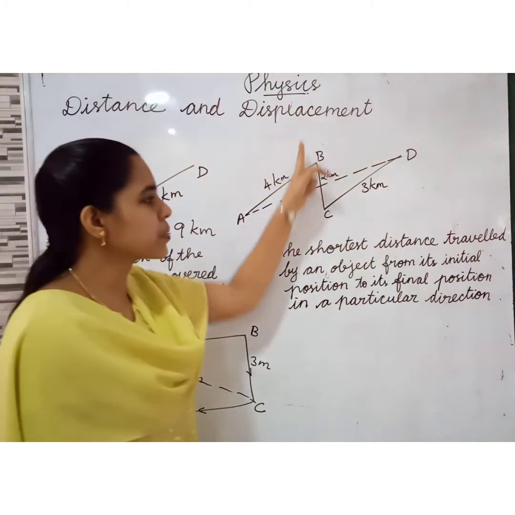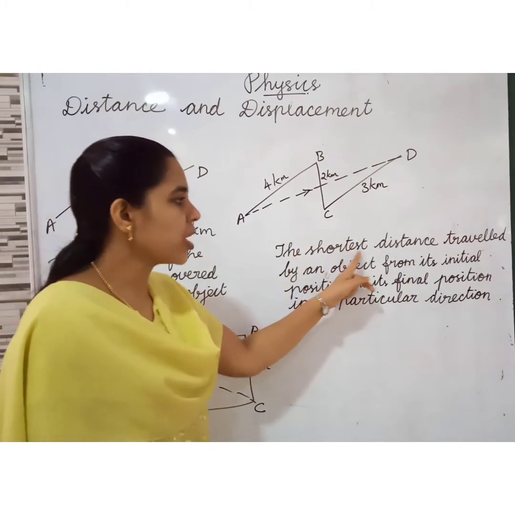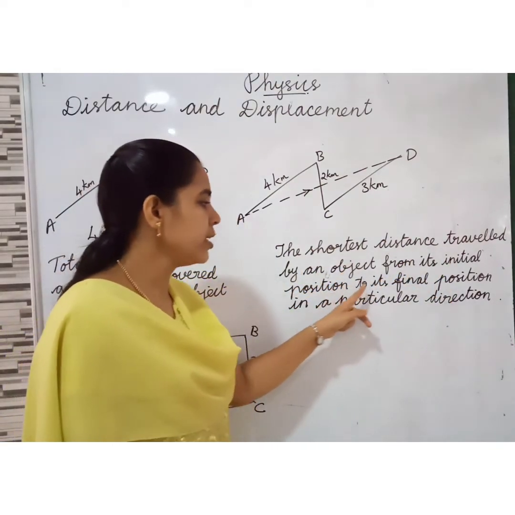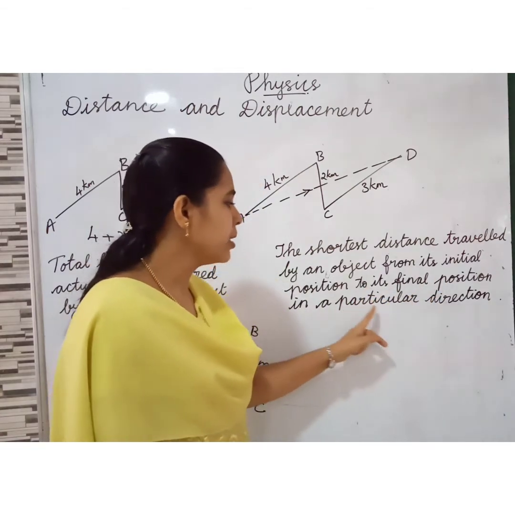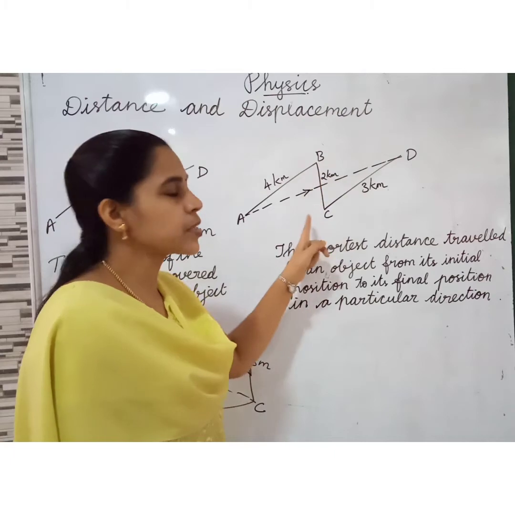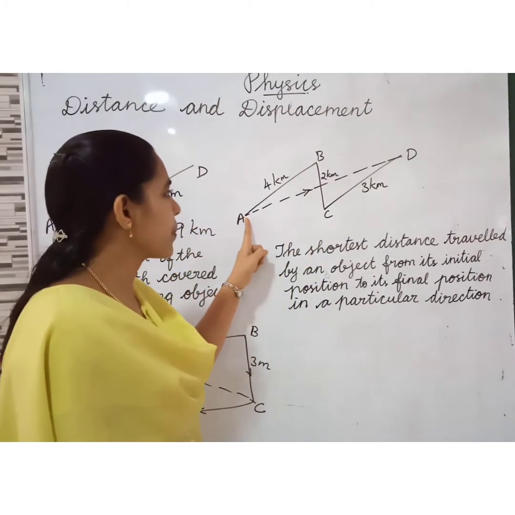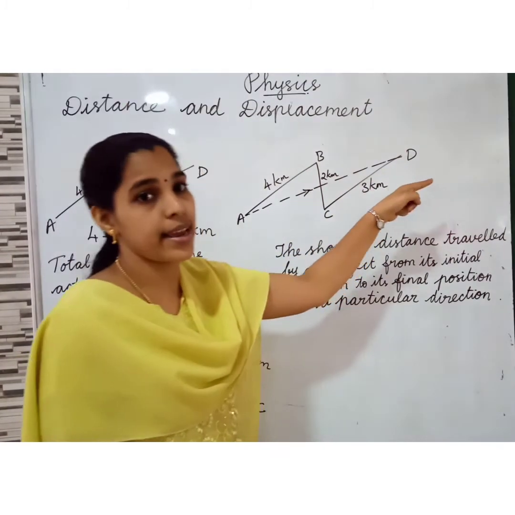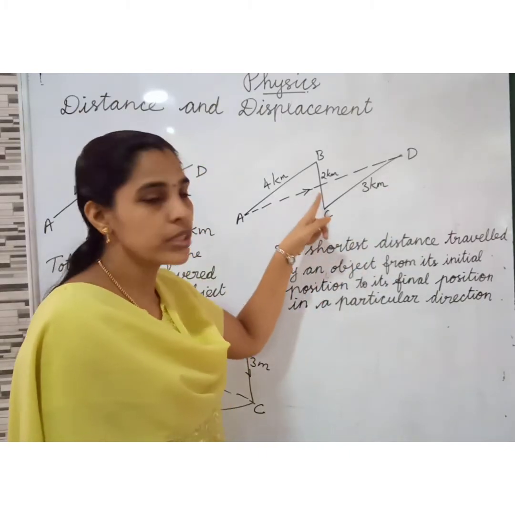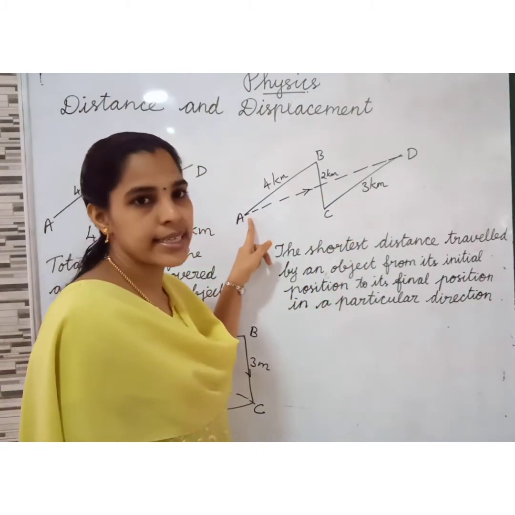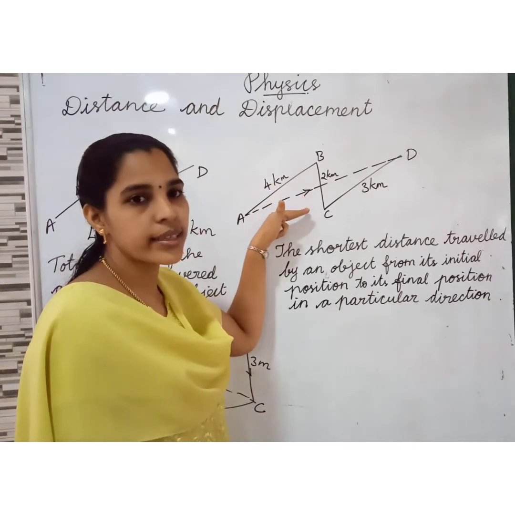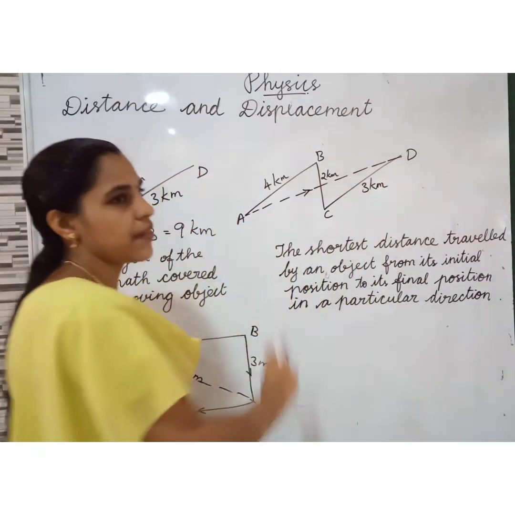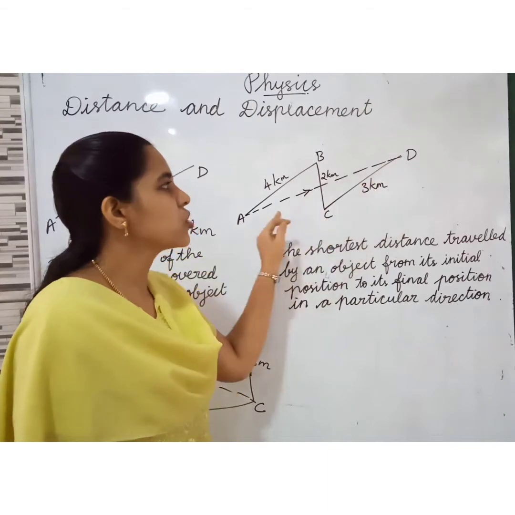Then what is meant by displacement? Listen here. The shortest distance travelled by an object from its initial position to its final position in a particular direction. The displacement has direction. It means the vehicle is moving from A to D in a straight line. It has magnitude and direction, so this is called displacement. This is the shortest distance.